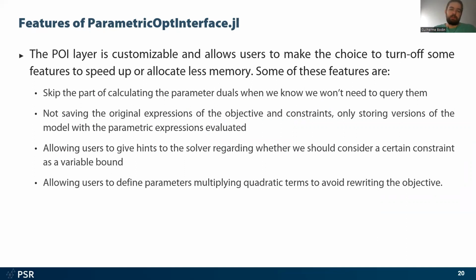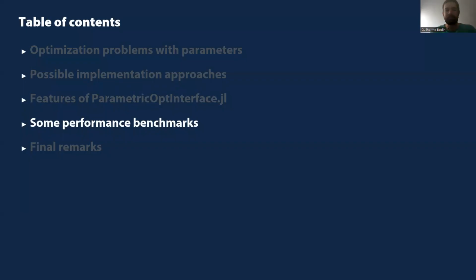And well, ParametricOptInterface is quite customizable, so it allows users to make a lot of choices and turn off some features that can speed up the process of solving the problem and allocate less memory. Some small examples: you can skip the part of populating the duals of parameters. You could also not save the original expressions of objectives and constraints, only storing the versions of the model where the parametric expressions are evaluated and turned into a real number, not a reference to some variable. And some others that you can see in the documentation.